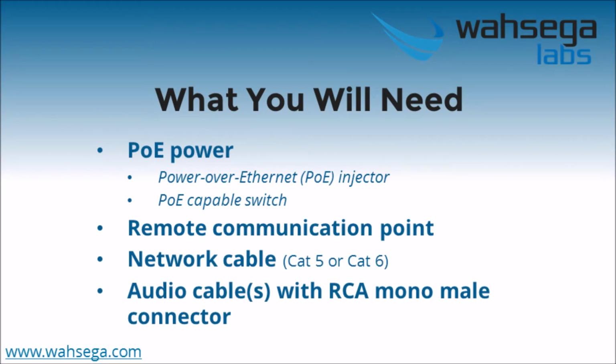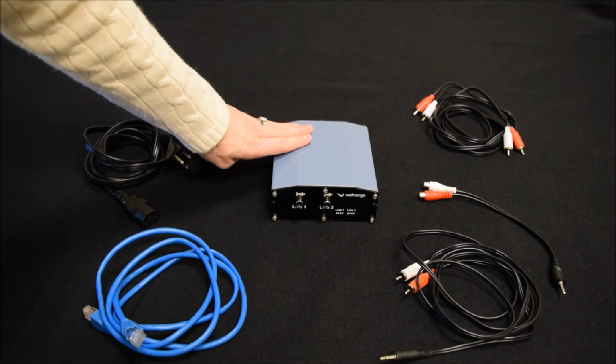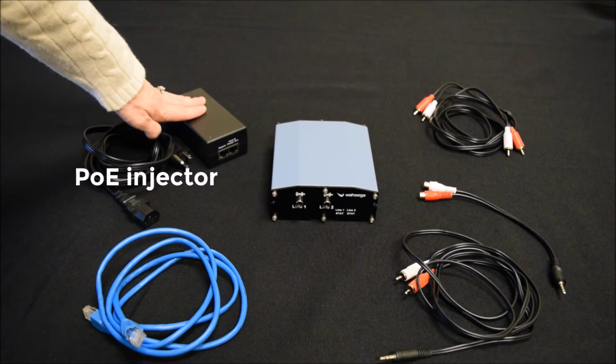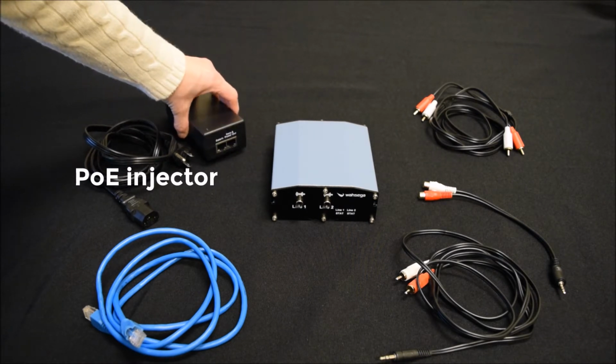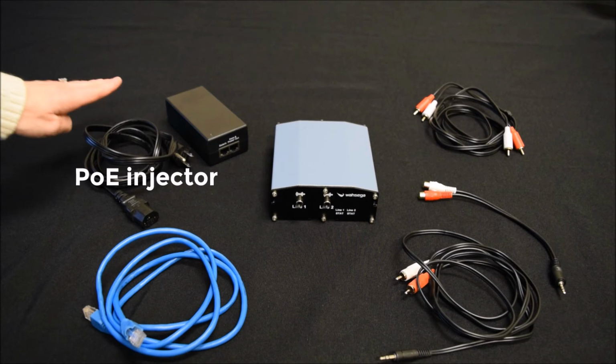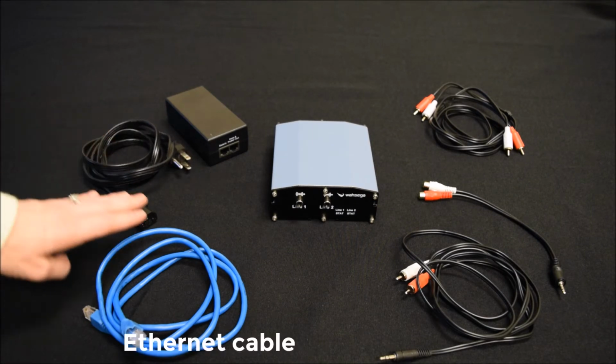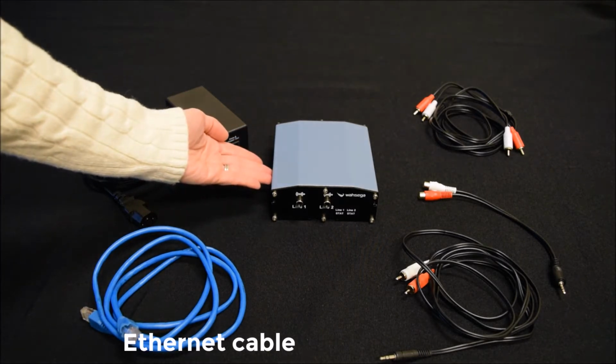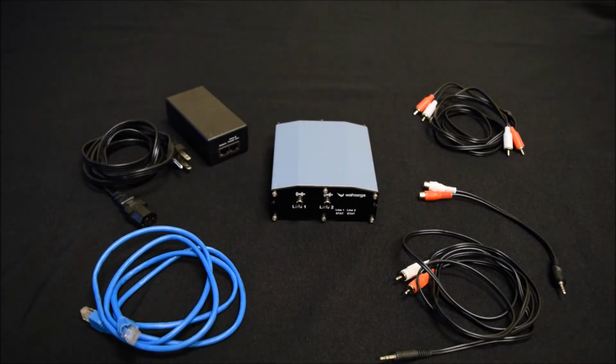You'll need power over Ethernet, or PoE, through a PoE injector or PoE-capable switch, a remote communication point, or what you want to talk to, network cables, Cat5 or Cat6, and audio cables with RCA mono male connectors. Your zone controller needs both power and data. We're going to use a PoE injector to provide both. We provide power to the PoE injector through a power cord, and data through a Cat5 or Cat6 Ethernet cable. We then connect the PoE injector to the zone controller with a second Ethernet cable.